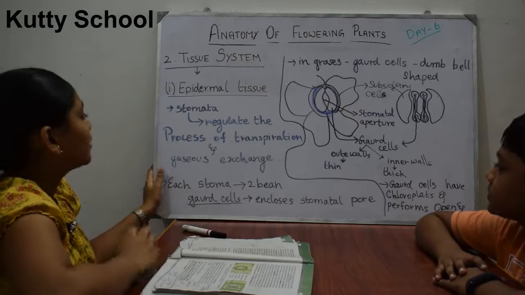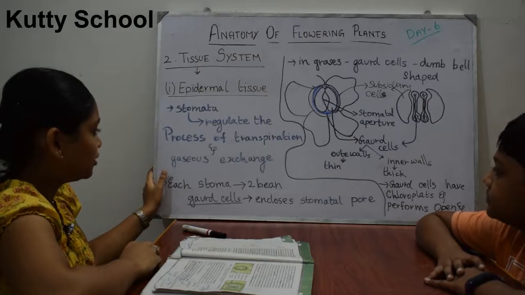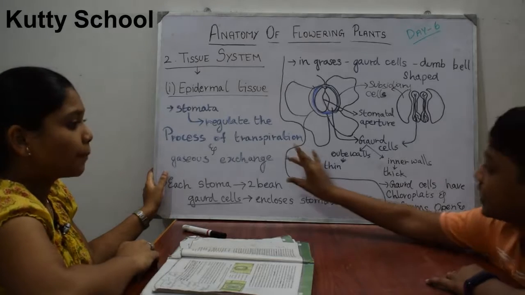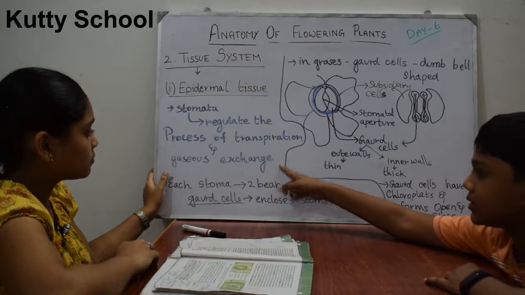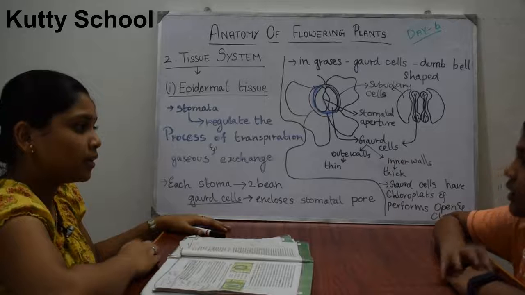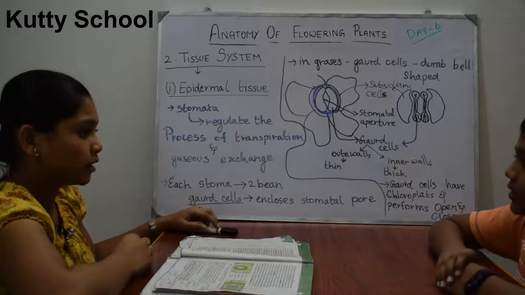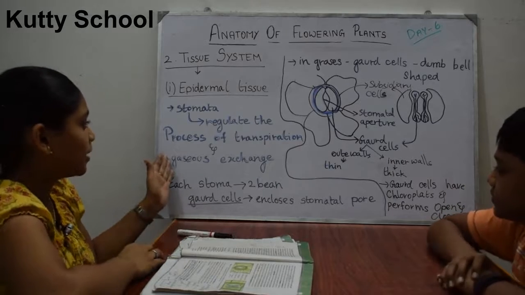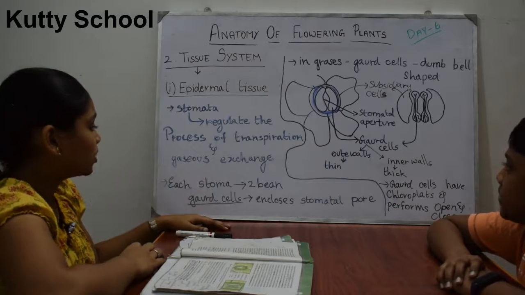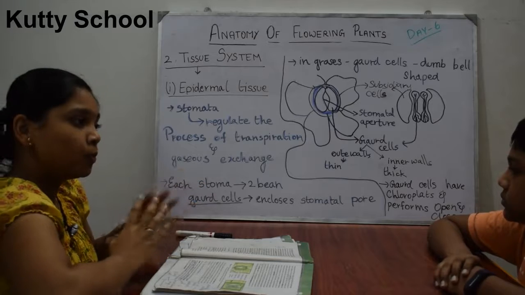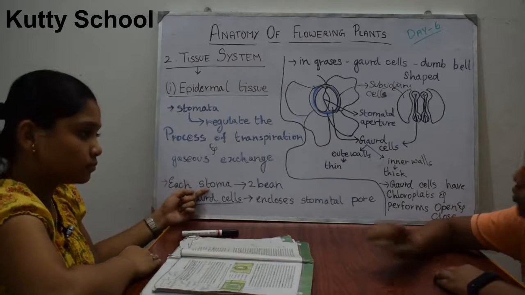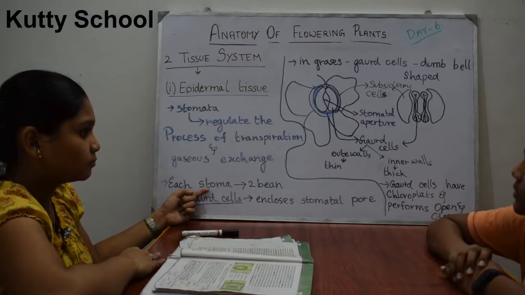The stomata regulate the process of transpiration and gaseous exchange. Gaseous exchange means taking in carbon dioxide and releasing oxygen. Transpiration is nothing but the loss of water due to the sun. A group of stoma is known as stomata, and each single piece is called a stoma.